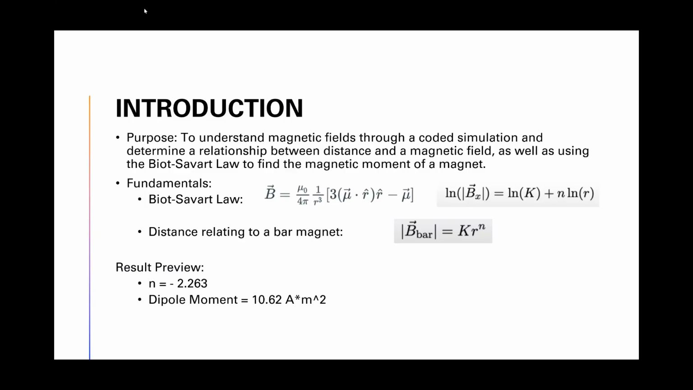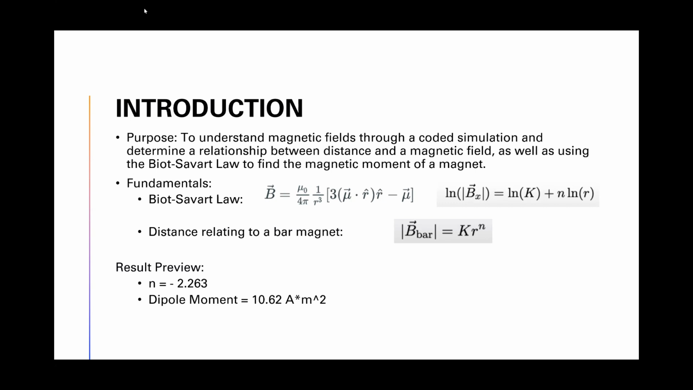For the introduction, the purpose of this lab is to understand magnetic fields through a code simulation and determine a relationship between distance and a magnetic field, as well as using the Biot-Savart law to find the magnetic moment of a magnet. Fundamental theories here are the Biot-Savart law, which you can see two versions of listed above, the normal version and then the linearized version, which we'll use in the graph later, and our distance relating to a bar magnet.